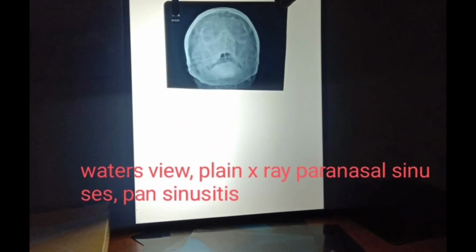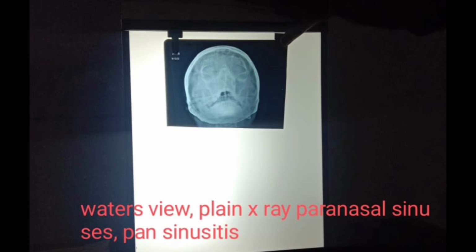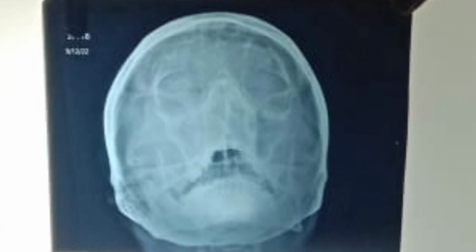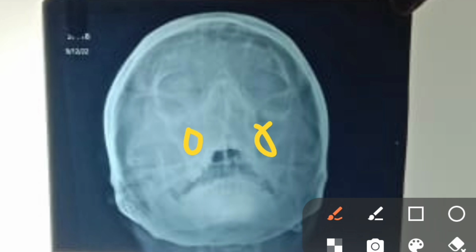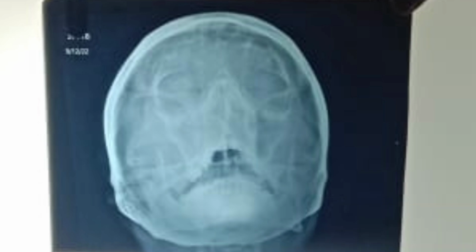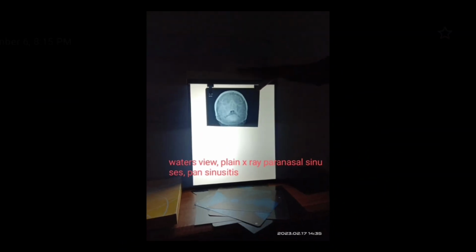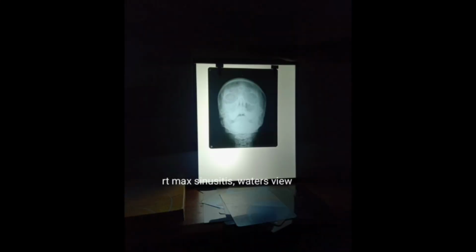Next, this is a plain X-ray, Waters view, to see the paranasal sinuses. It is written here as pansinusitis, meaning all the sinuses are inflamed. Here you can see the maxillary sinus and frontal sinus both have some haziness, so it can be sinusitis. Don't just say it is a plain X-ray showing pansinusitis. The examiner may ask how you are telling it is pansinusitis, so just say there is some haziness.